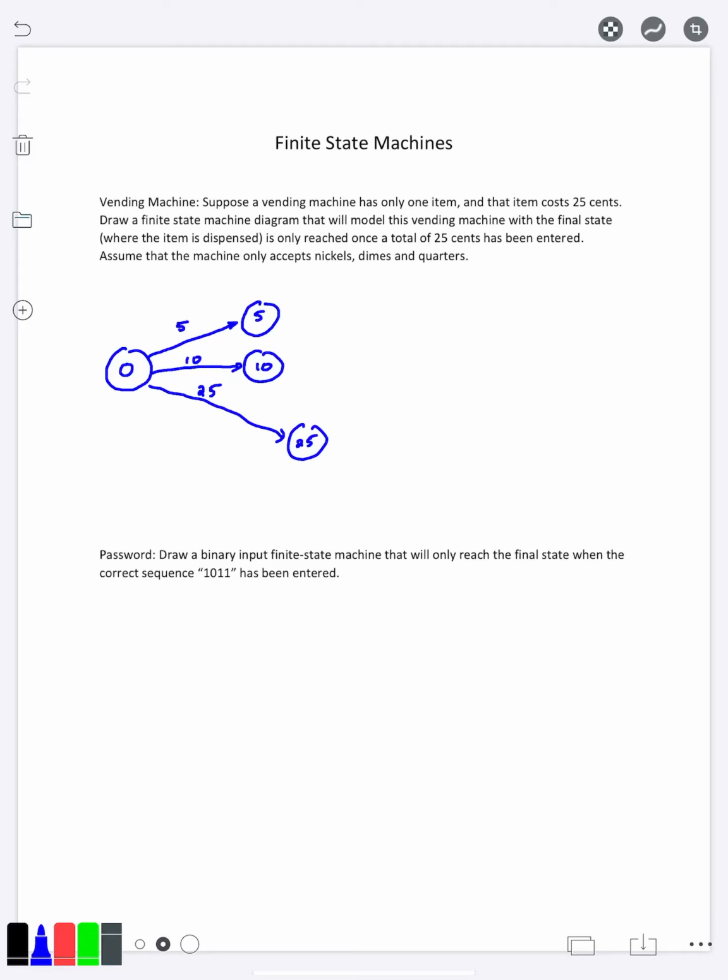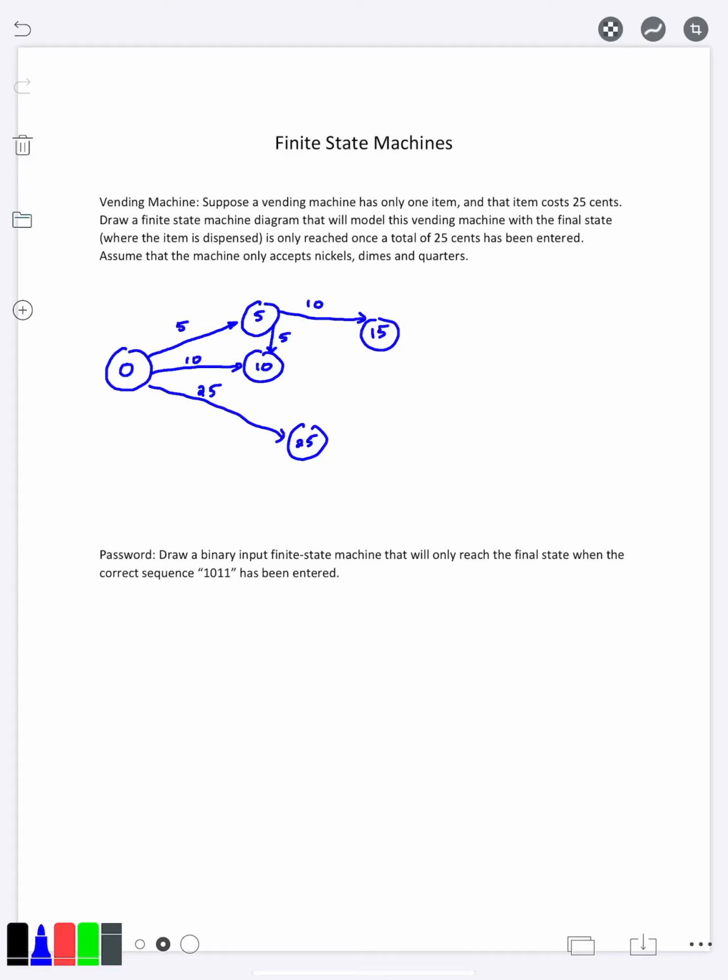Now if I had first put in a nickel and I put in another nickel, then I will now be in the state of having 10 cents. However, if I first put in a nickel and then put in a dime, I would now be in the state of having 15 cents. And if I first put in a nickel, then put a quarter in, as I said, we're going to assume that you never put in more than 25 cents, so that's not going to be a possibility. We're not going to draw it in here.